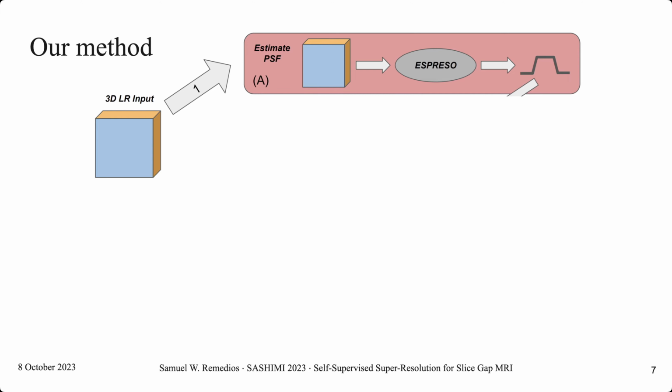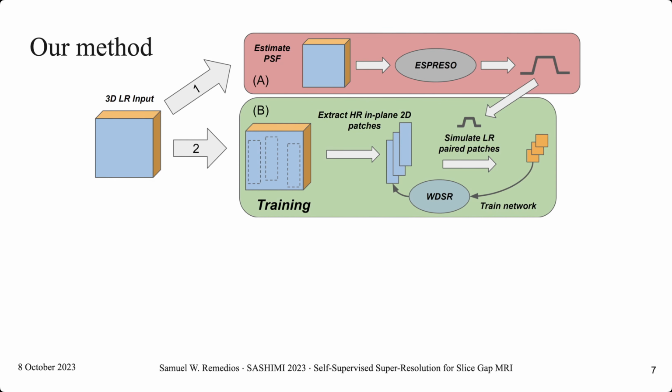So first, as indicated, we use ESPRESSO to estimate the blur kernel H. This models the slice thickness and the shape of the point spread function and allows us to model low-resolution data from high-resolution data. Second, we extract patches that are relatively high resolution from the in-plane data. With those patches, and with our observation models before, we can blur and downsample the data to create low-resolution data. And now we have paired data, and we can train our neural network, the WDSR model, in a supervised fashion.